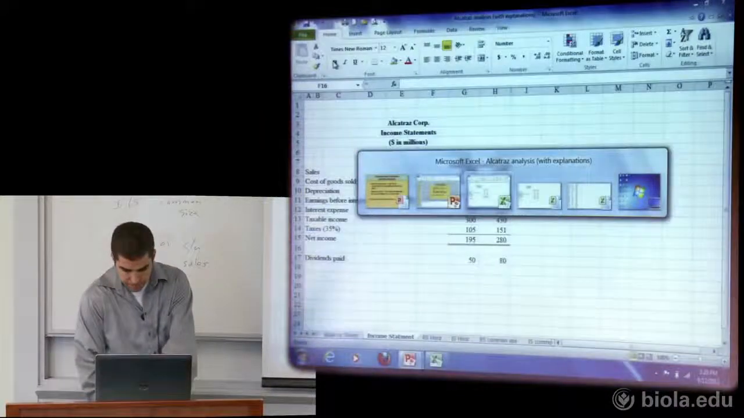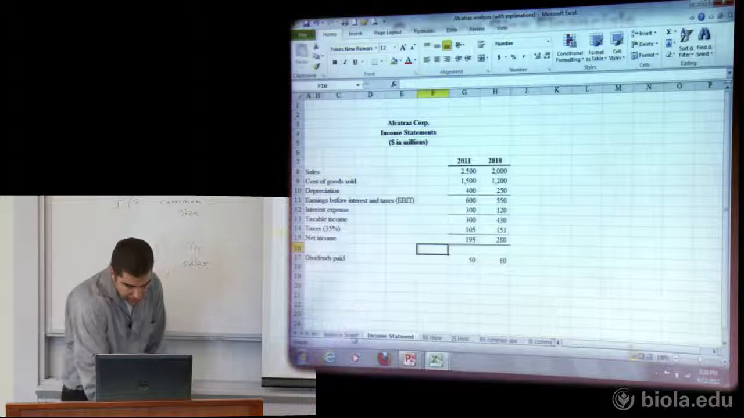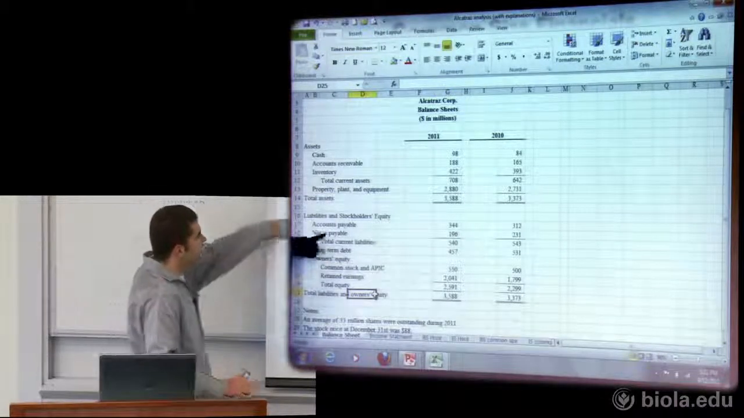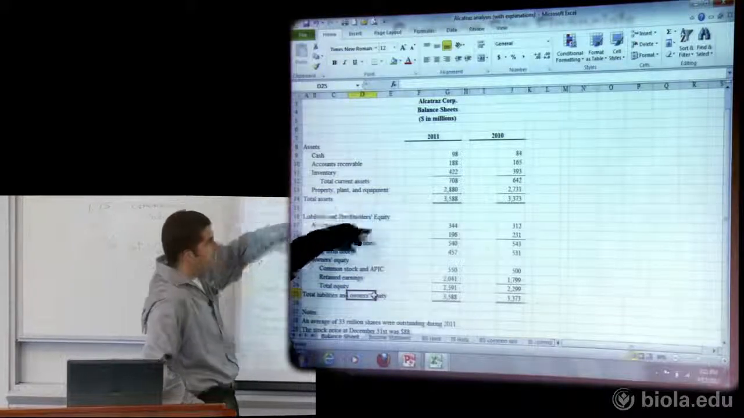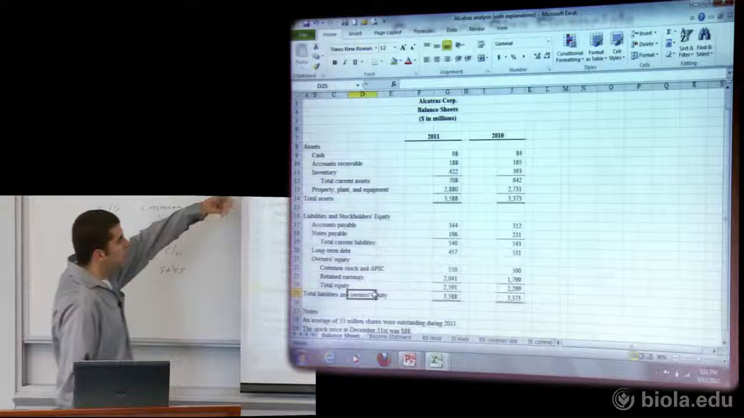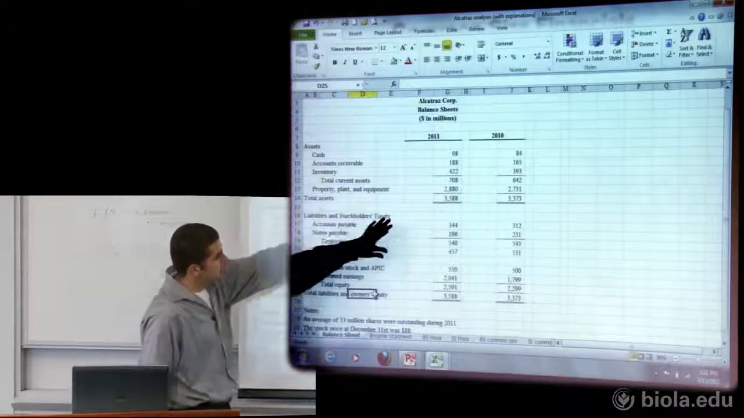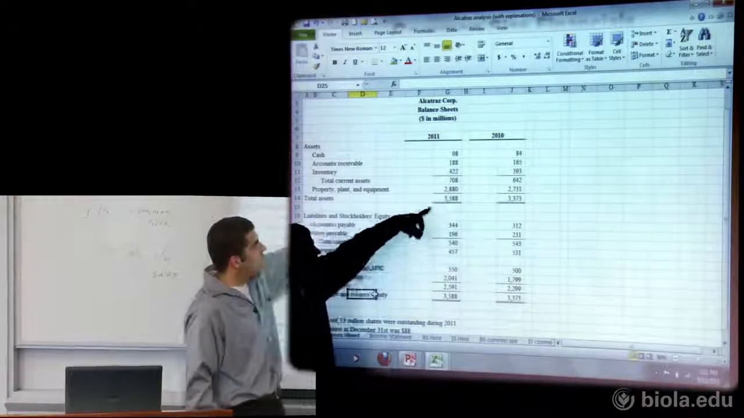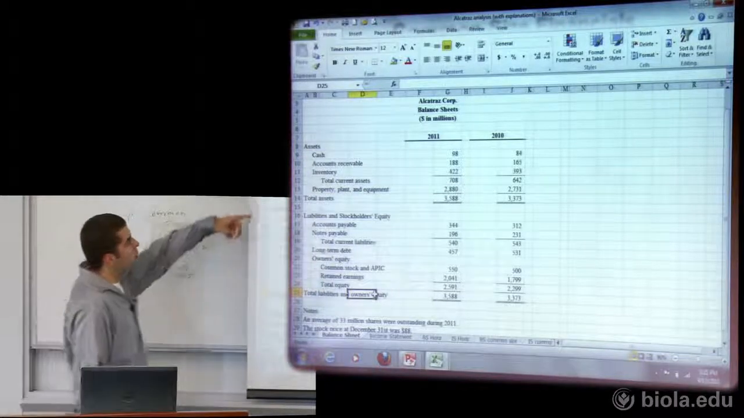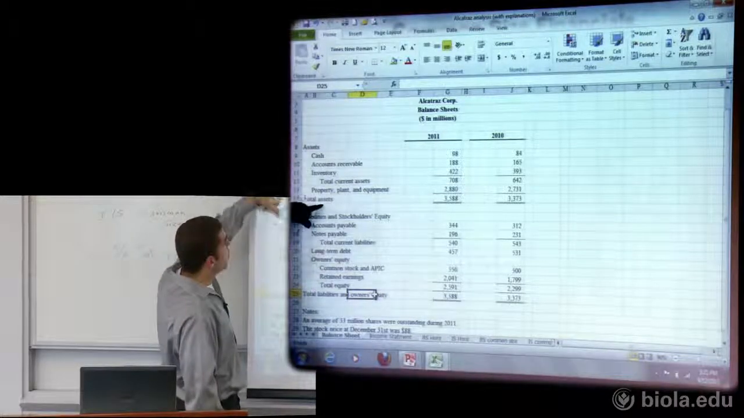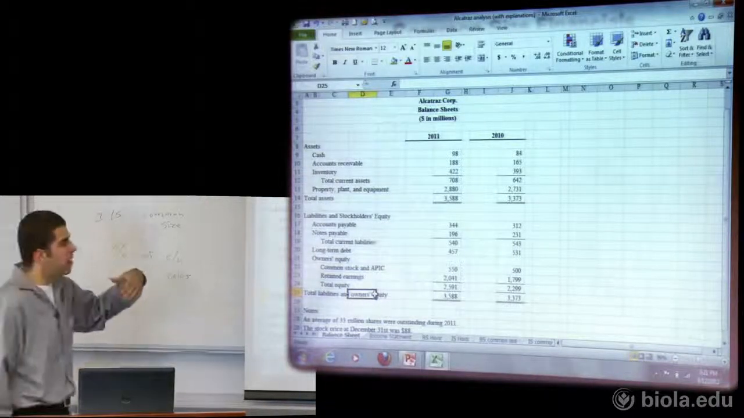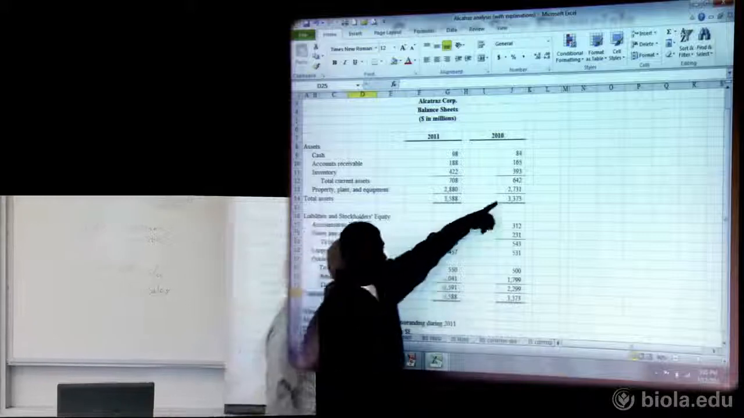So let's flip back over to Alcatraz. Let's start with our balance sheet right here. We just said a second ago that our denominator is total assets. So for 2011, we're going to re-express this not in dollars, but as a percent. We're going to ask, what percent of total assets is cash? What percent of total assets is accounts receivable? And then we're going to compare that to what we did in 2010.